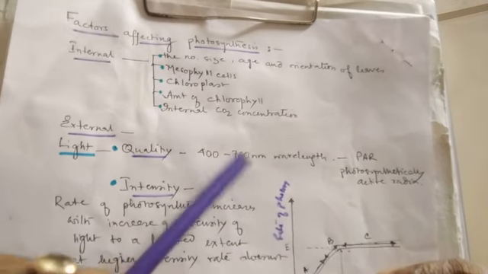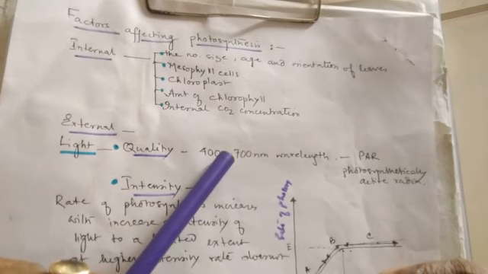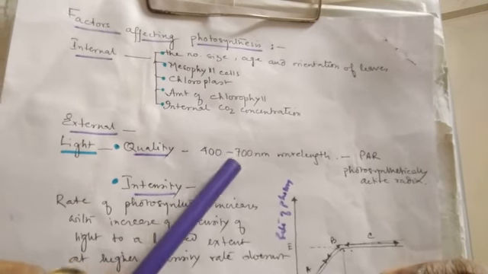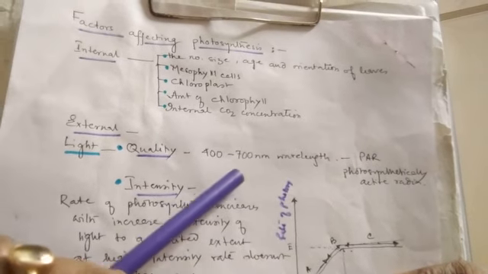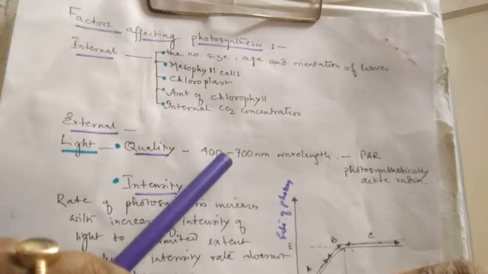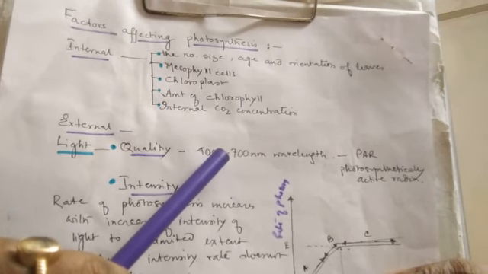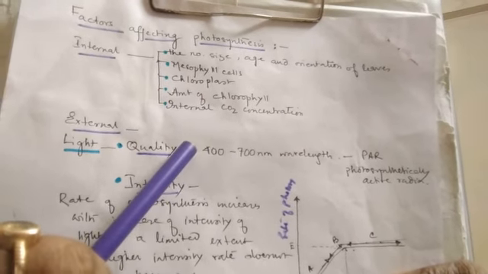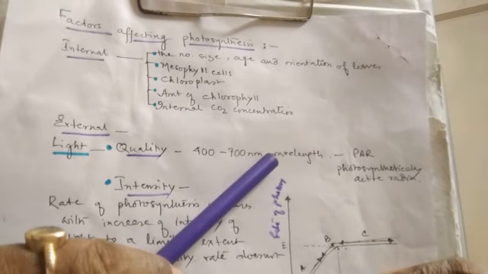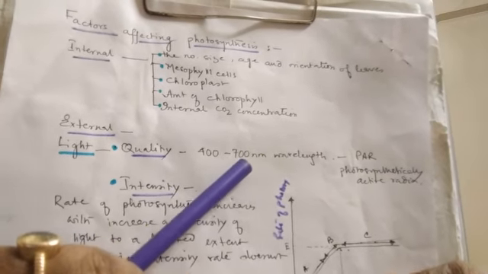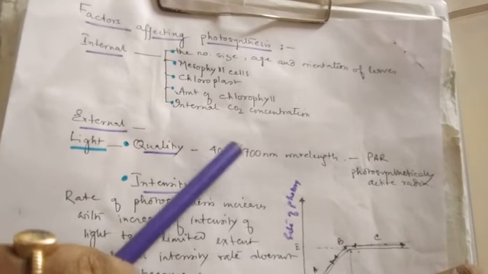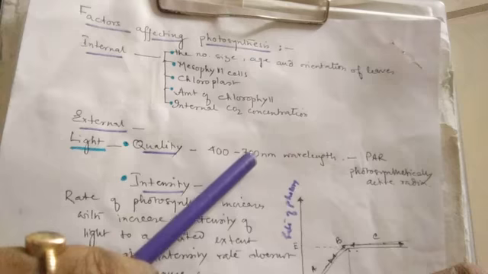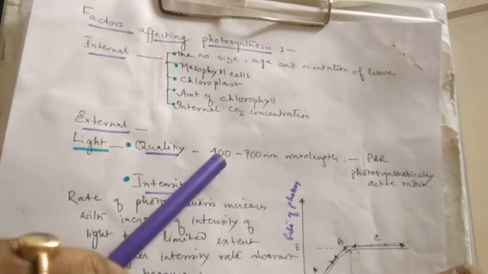The accessory pigments absorb most of the light range and pass it to chlorophyll A, so that range in between is also most important for photosynthesis. But below 400 nm or above 700 nm, the light is not photosynthetically effective. So to get the maximum rate of photosynthesis, the light range should be from 400 to 700 nm.